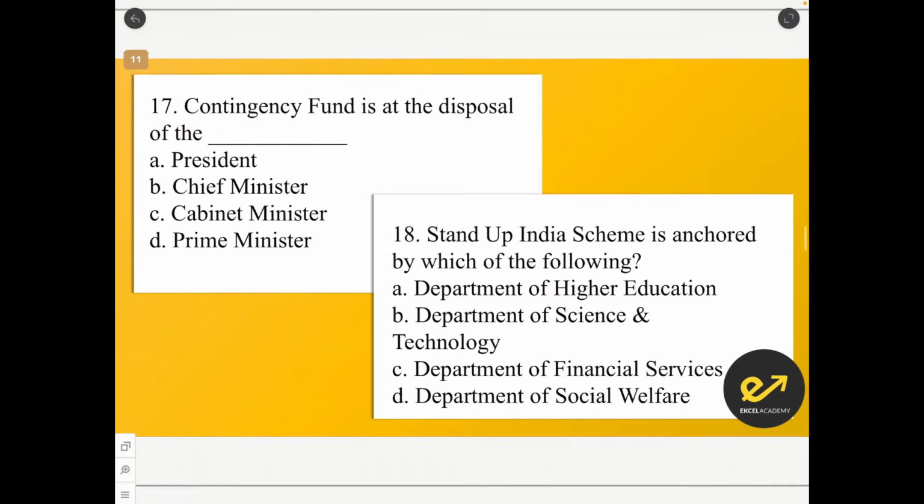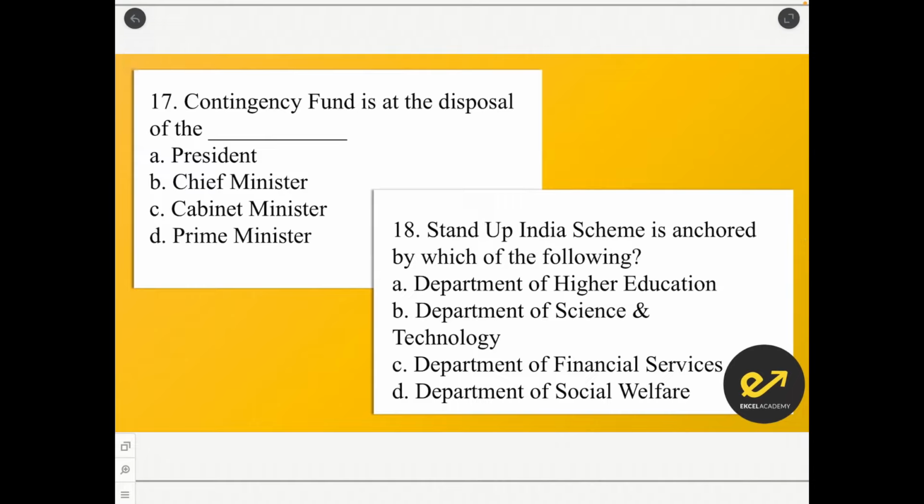Right. Contingency fund is at the disposal of the Dash. It is at the disposal of the President of India, and the value of this is 500 crore rupees. This comes in chapter number 3.